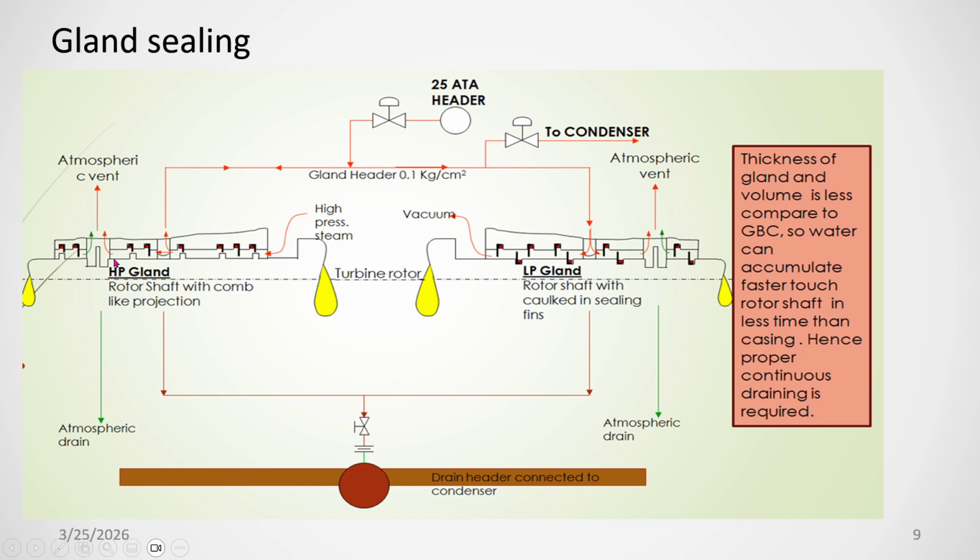There is a lot of steam during starting conditions. When the gland is cool, there are chances that there is a lot of condensate, so that condensate needs to be drained on both sides. That's why the drain provision is there; it will go either to the condenser or to atmosphere.